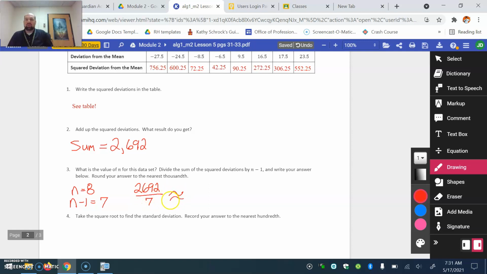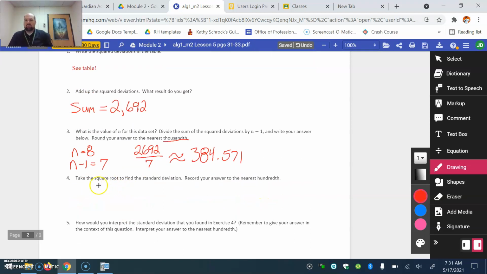And I'm going to round that to the nearest thousandth. I actually want to go at least one step or one place value beyond what I'm going to end up rounding to in the end. So I go to the thousandth. So that means I do wavy equal sign, which means about or approximately 384.571. Okay, so now I'm going to take the square root of that.